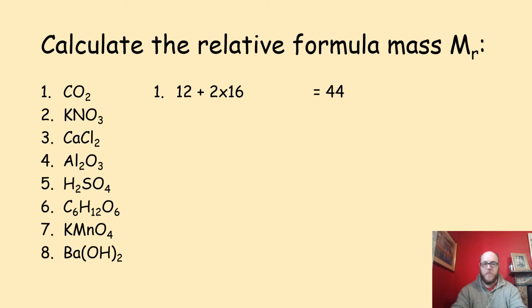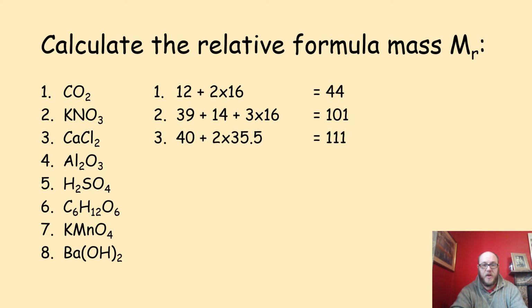Right, welcome back. So potassium nitrate, then you've got potassium, which is 39, nitrogen's 14. You have 3 oxygens here, so O3. So it's 3 times 16 plus the other 2. So that gives you a molecular mass of 101.